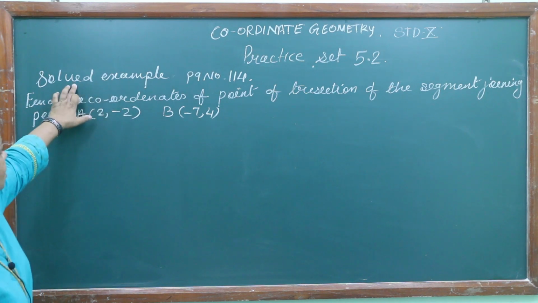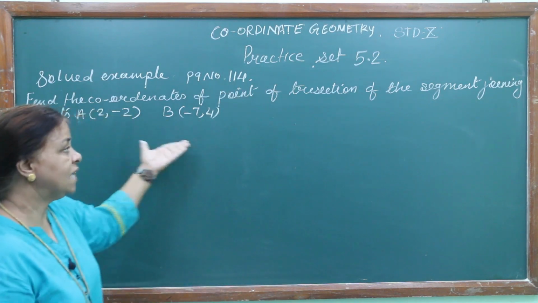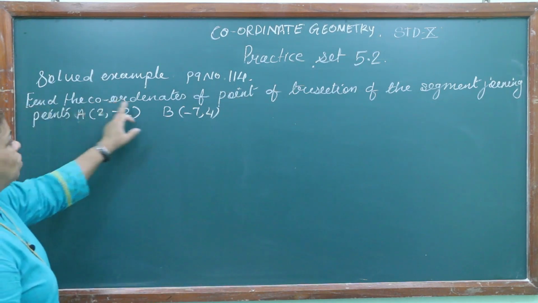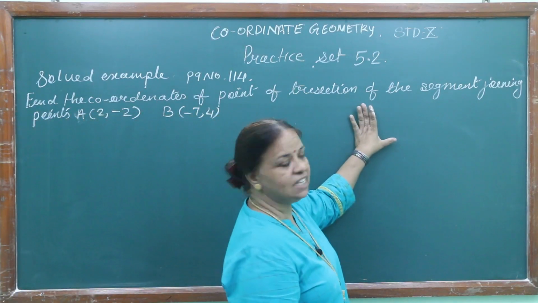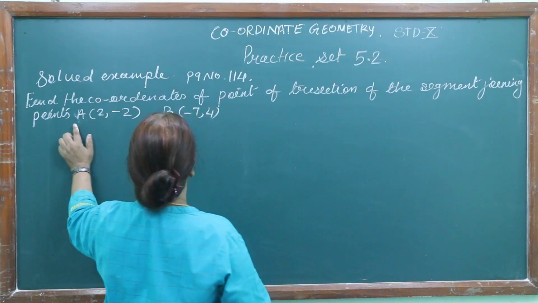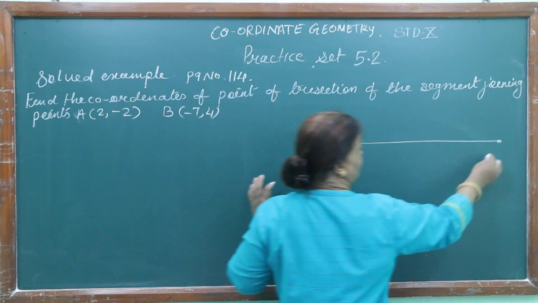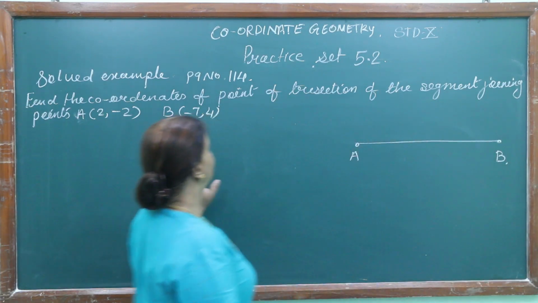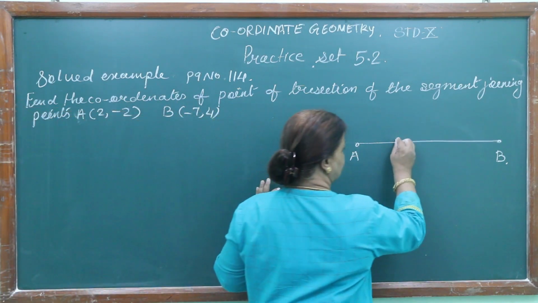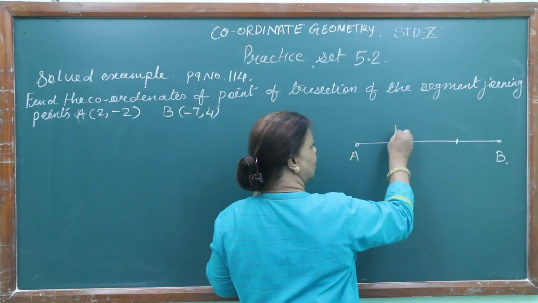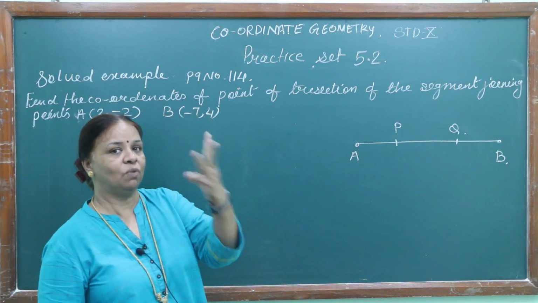Children, this is a solved example from page number 114 of your textbook. What does this example say? Find the coordinates of the points of trisection of a line segment joining the points A and B. For example, this is point A and this is point B. We want to find the coordinates of the points of trisection. Now, trisection means there are 2 points and those 2 points divide this line segment into 3 equal parts.